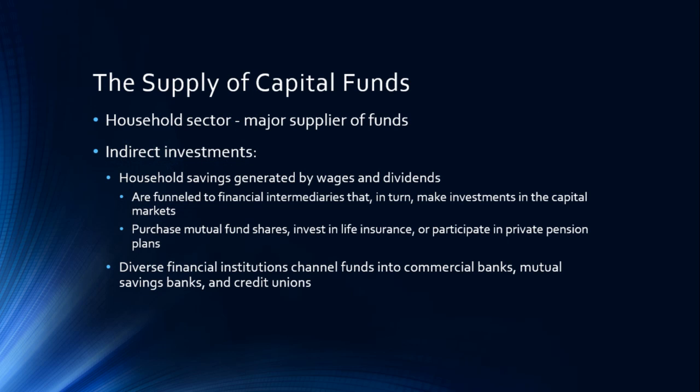The supply of capital funds. The household sector is a major supplier of funds. Consumers spend money. That's where a lot of the funds come from. Indirect investments: household savings generated by wages and dividends are funneled into financial intermediaries that in turn make investments in the capital markets. Households purchase mutual fund shares, invest in life insurance, or participate in private pension plans. And these different plans in turn invest in these companies.